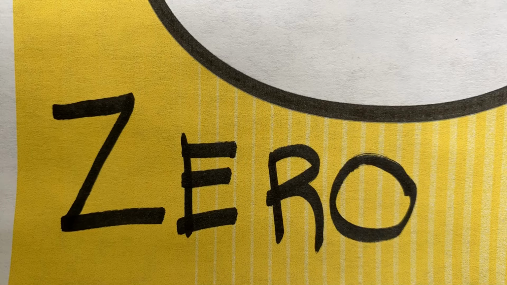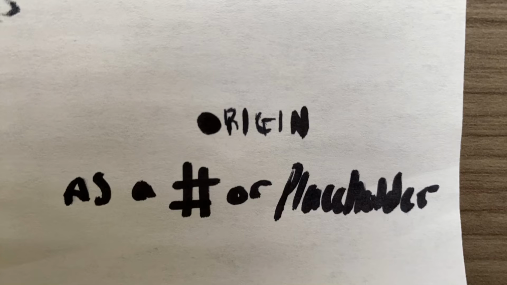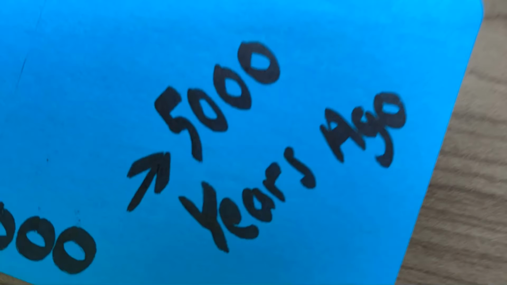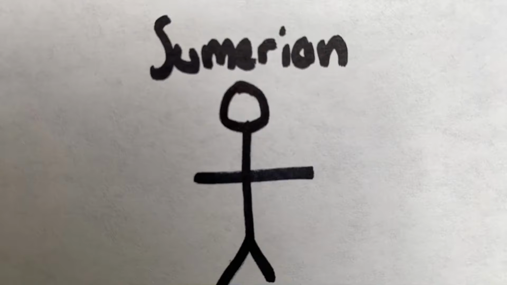And our topic is zero. Where did it all start? The origin as a number or placeholder. Let's rewind. 2020, 1,000 years ago, 2,000 years ago, 3,000 years ago, 4,000 years ago, or even 5,000 years ago.